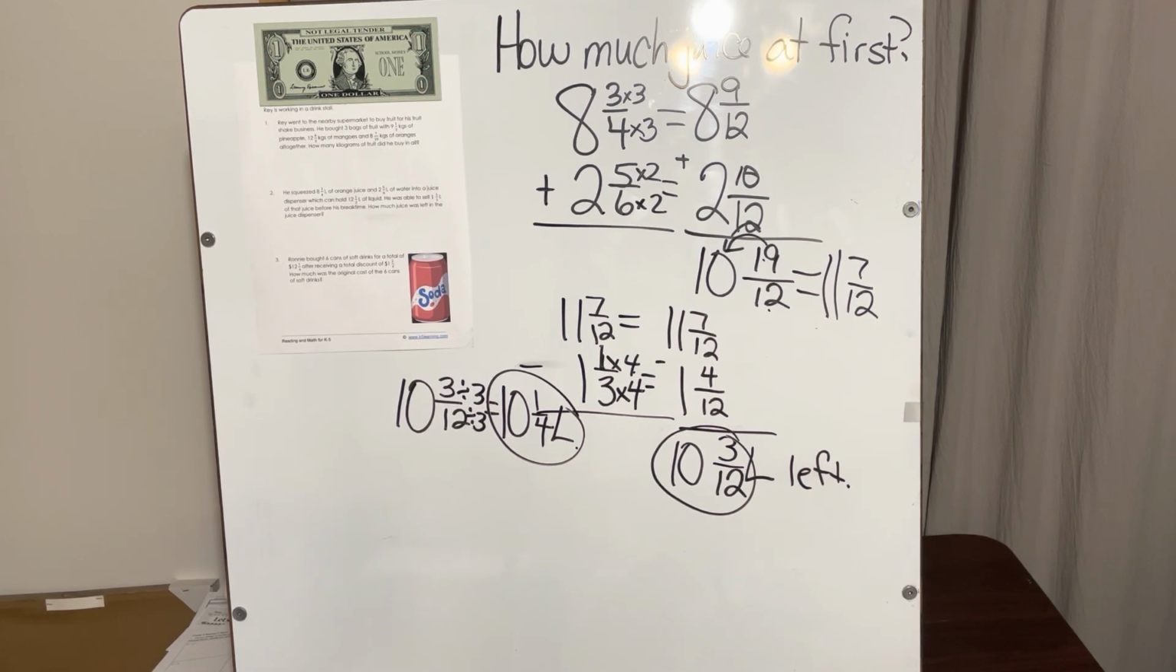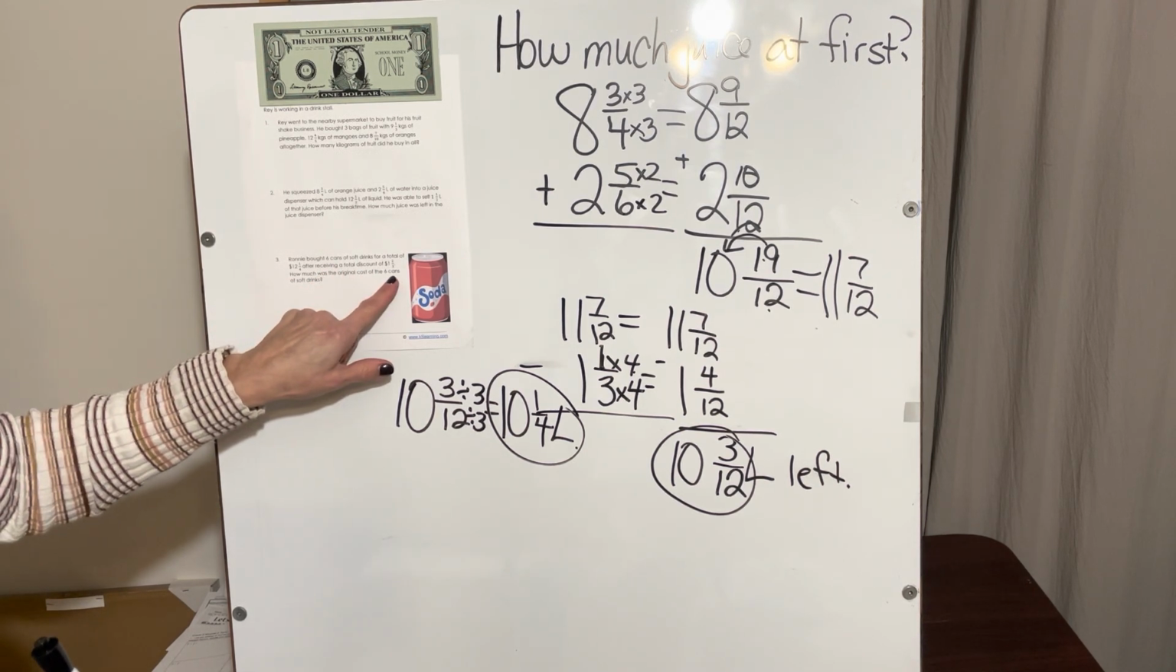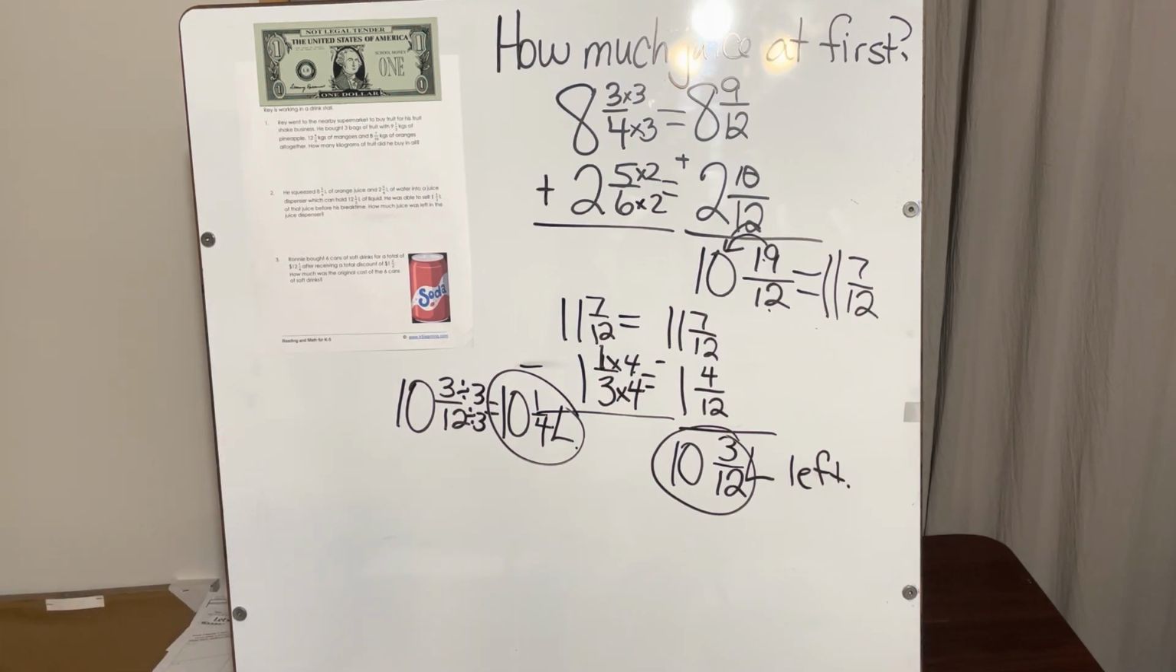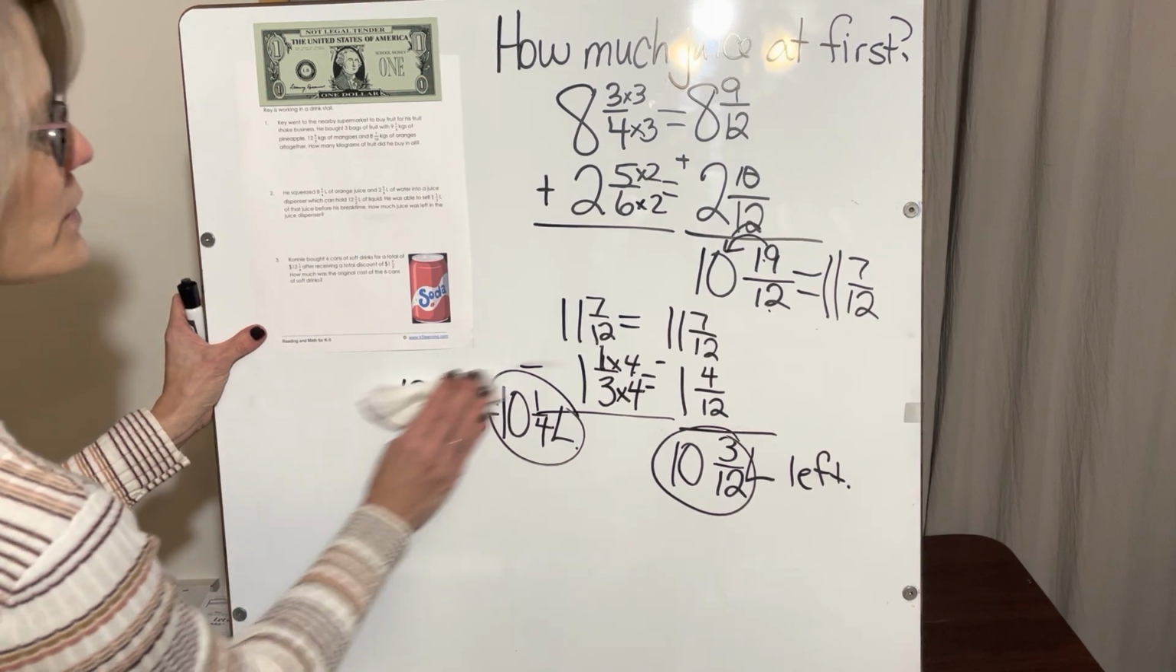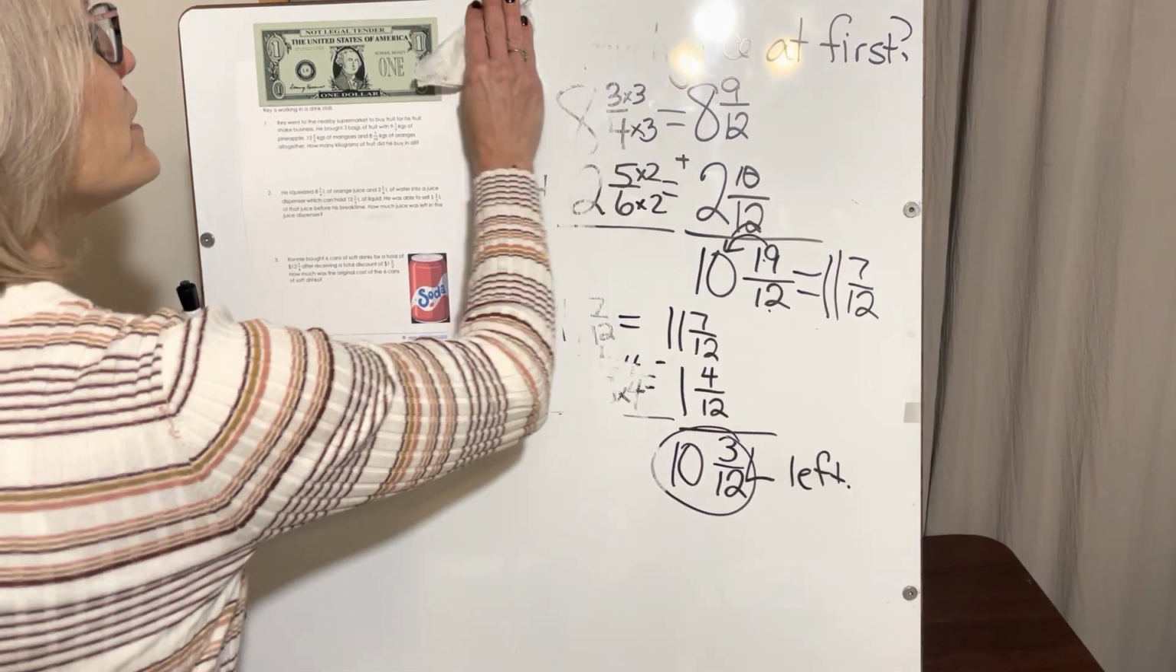All right, so Ronnie bought 6 cans of soft drinks for a total of $12 1/4 after receiving a total discount of $1 2/3. How much was the original cost of the 6 cans of soft drinks? Okay, so we want to know the original cost. Well, cost. So 6 cans, that doesn't mean anything. I do not need that number in order to answer the question. Okay, so I do need to know the amounts of money.